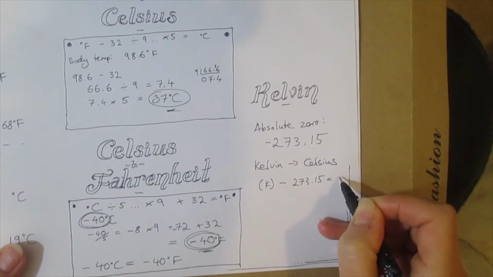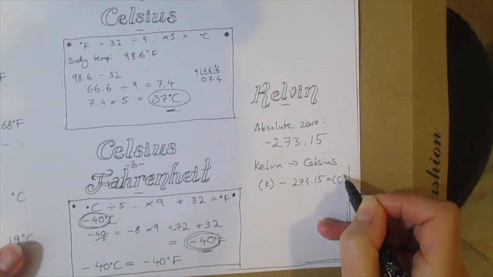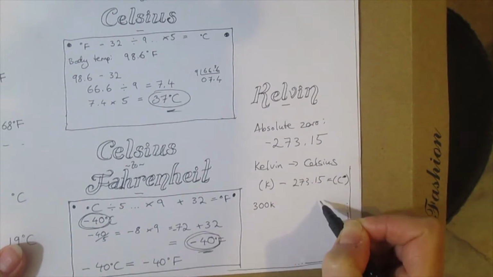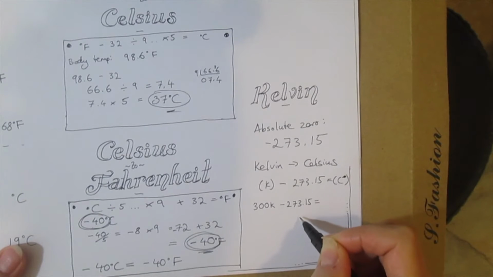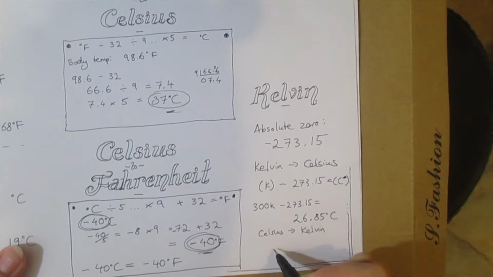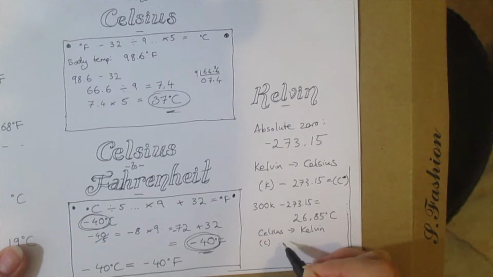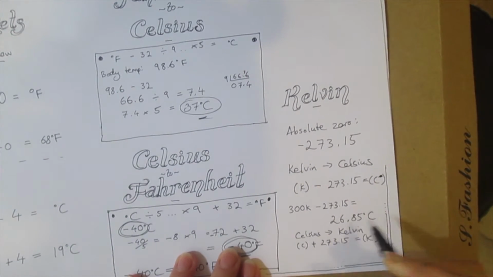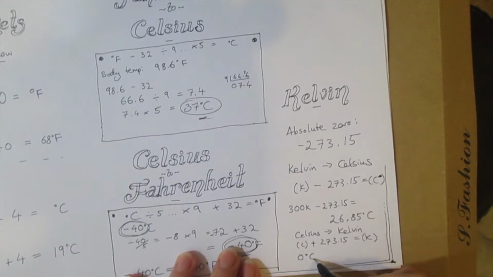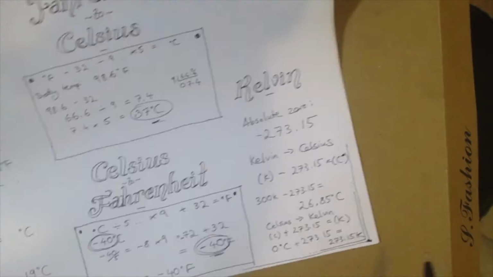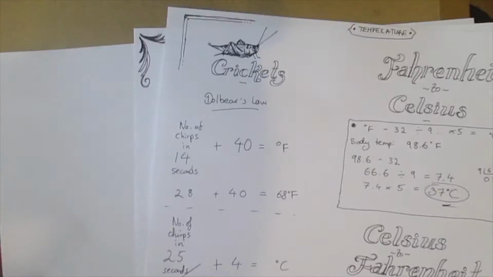So to get to Celsius, just take away that number from the value in Kelvin. For example, 300 Kelvin minus 273.15 is 26.85 degrees Celsius. And we do the opposite to get the value in Kelvin. 0 degrees Celsius plus 273.15 gets you 273.15 Kelvin.